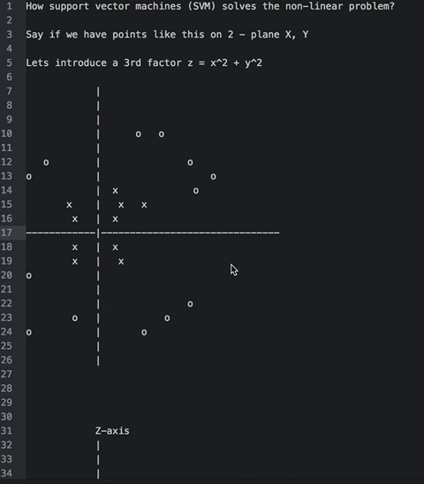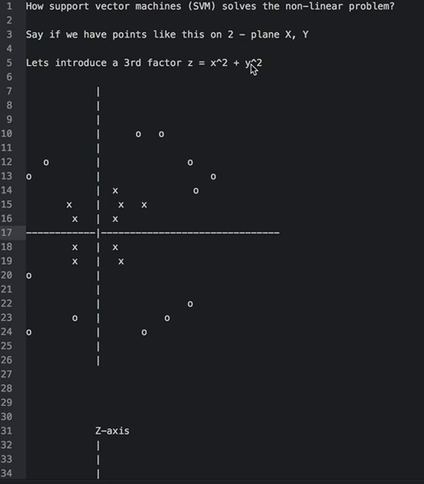For example, if we take 4 quarters of data in this example, how can SVM solve this problem? Before that, can we solve this problem in a linear fashion? No, we cannot draw a single line that can separate this whole thing, because we need to draw something like this, which we cannot draw with a single line. So the way this is solved is by introducing a third factor. Let's imagine you introduce this third factor z, which is equal to x square plus y square.